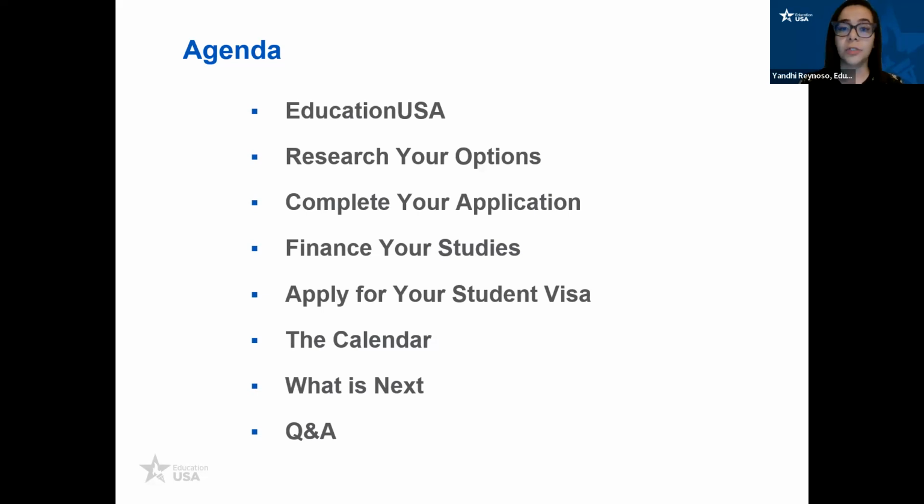The first one is researching your options, then completing your application, how to finance your study, and how to apply for your student visa. At the end, we will share a calendar that we will follow if you decide to start an advising process with us, and we'll let you know how you can get started. As I mentioned, we will also review some questions at the end.